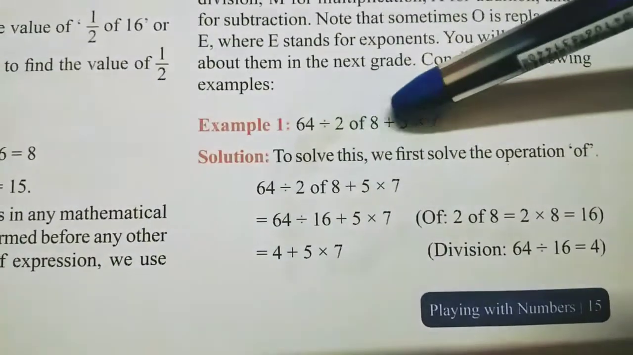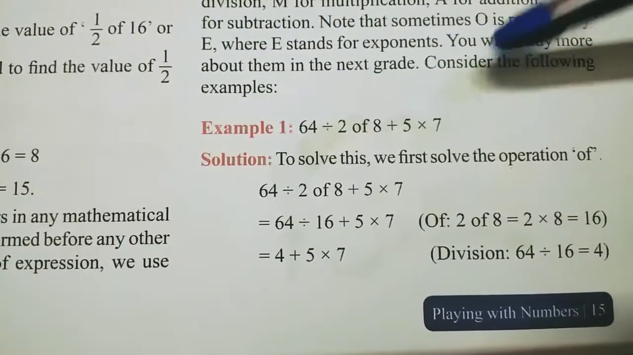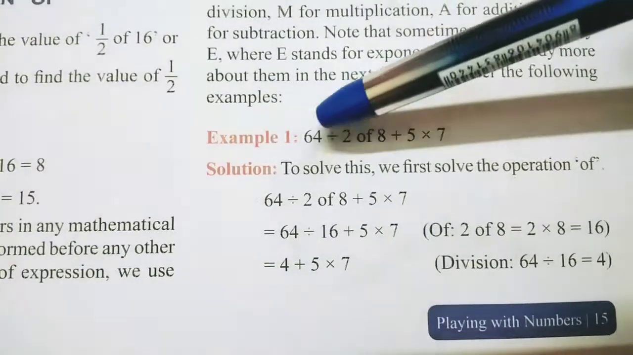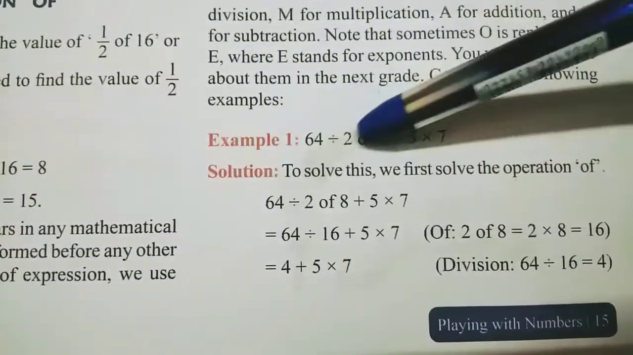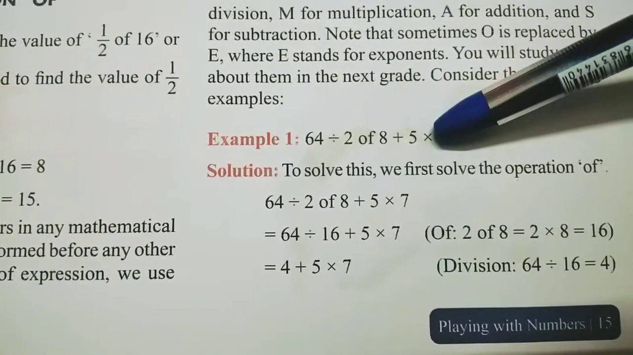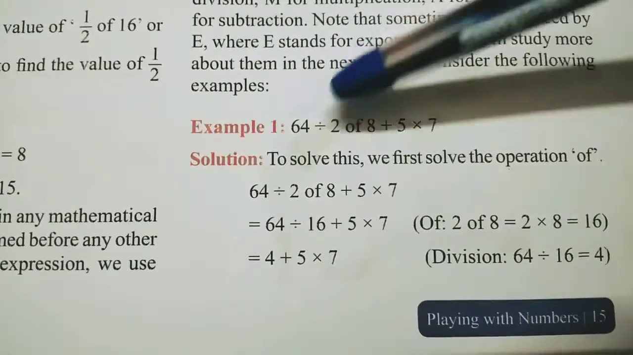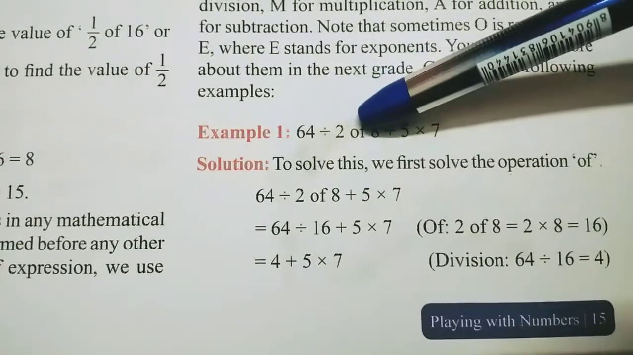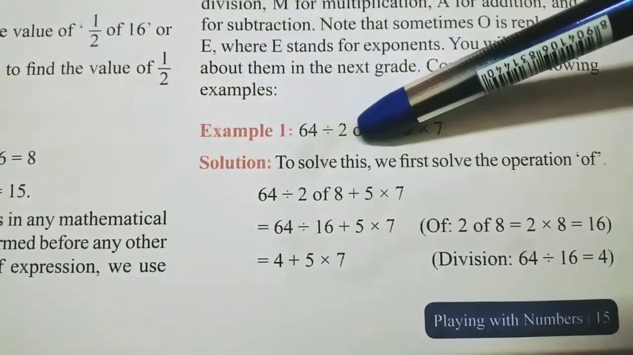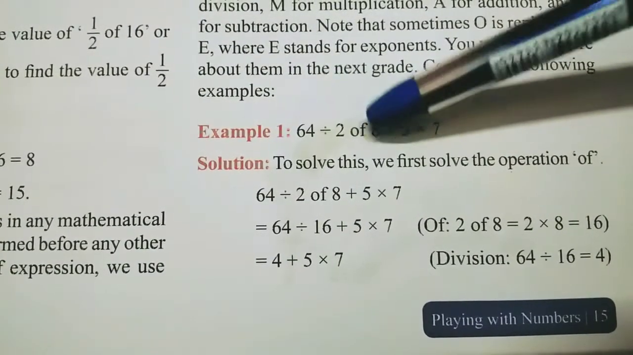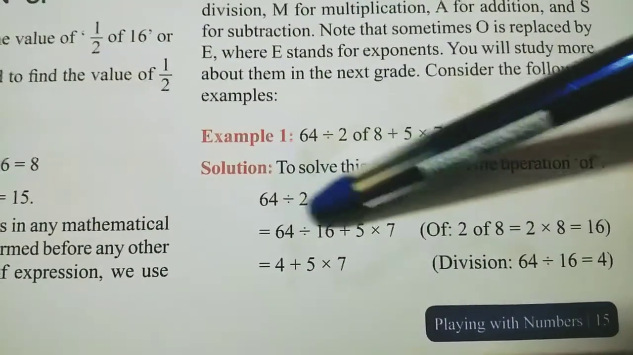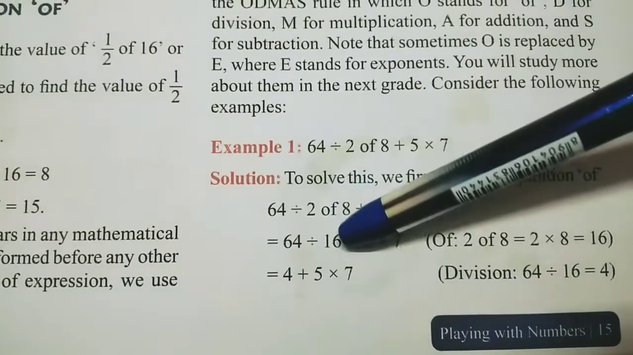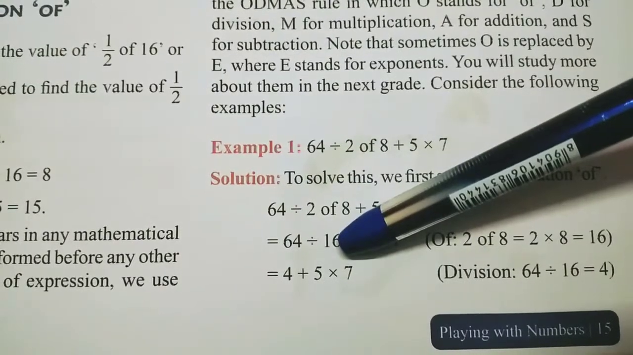64 divide 2 of 8 plus 5 into 7. So here how many operations are there? 4 operations. This one is divide, this is OF, this is plus, this is multiplication. Which operation will we perform first? To solve this, we first solve the operation OF. In the place of OF we will write multiplication. So 2 of 8 means 16. 2 8s are 16. Understood?